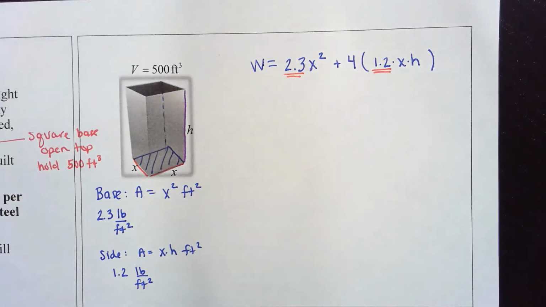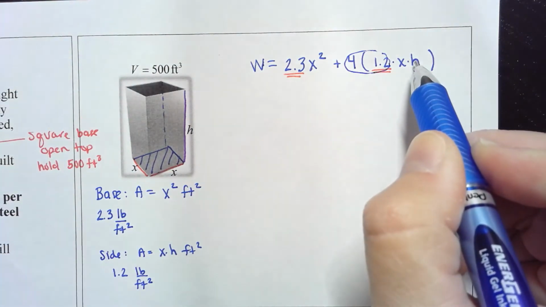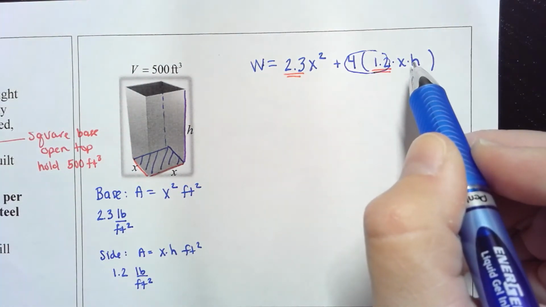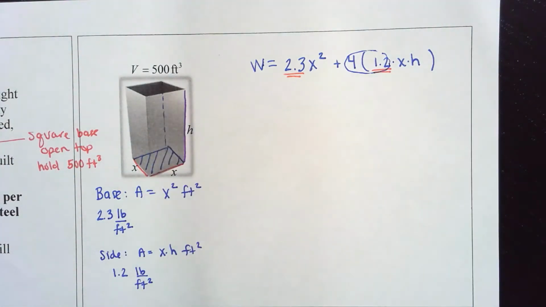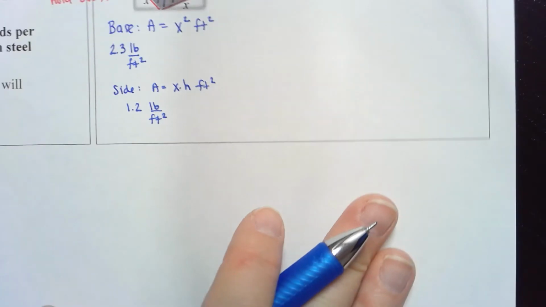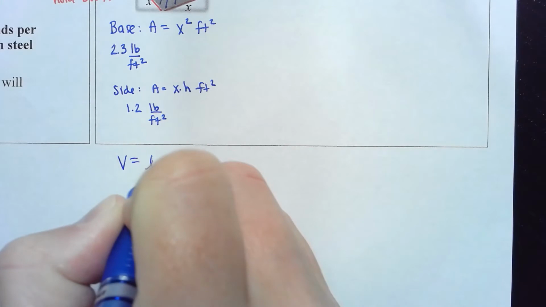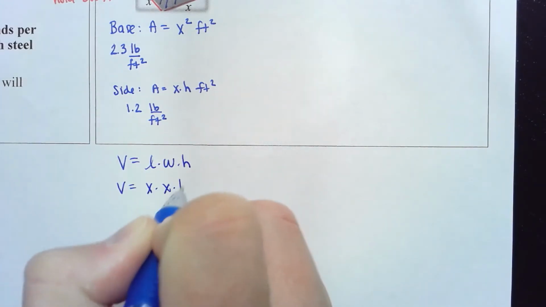All right, so let's do a couple of things. I'm going to multiply these together, but I'm also going to eliminate that variable, just as we did in worksheet 7. So if the volume equals 500 cubic feet, I'm going to come down here. Okay. So the way we find the volume of a rectangular prism is length times width times height, or in our case, x times x times h.